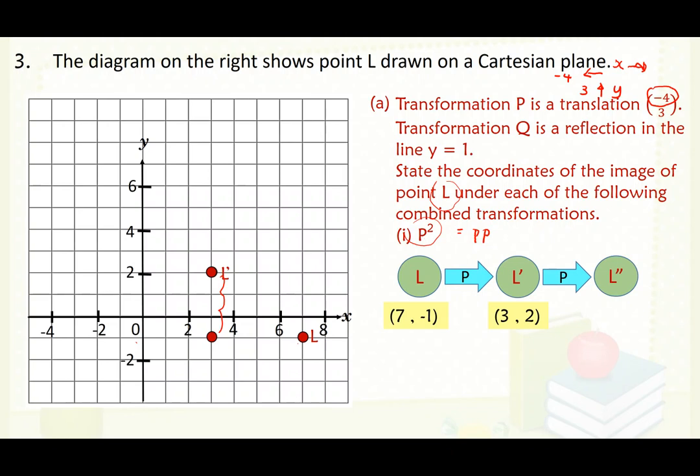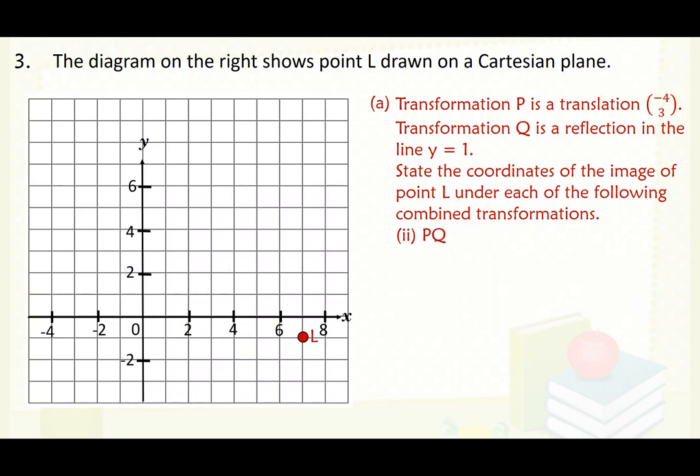Now I go to the second translation. So 4 times to left hand side again. 往左边走4次 X negative 4. Y 3 times going up, positive 3，Y 就去上面3次。所以呢，这个就是我的 L prime prime coordinate. So the coordinate for L prime prime is negative 1 and 5. Okay, go to A2. The L will go through the combined transformation PQ.